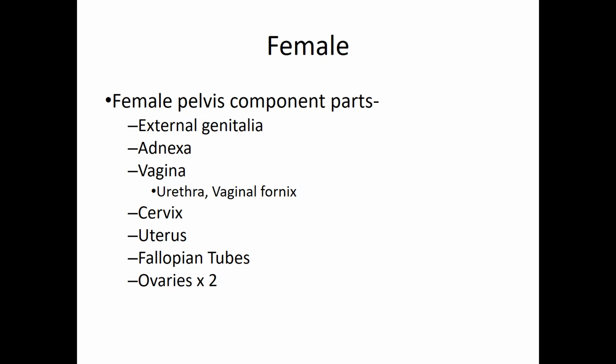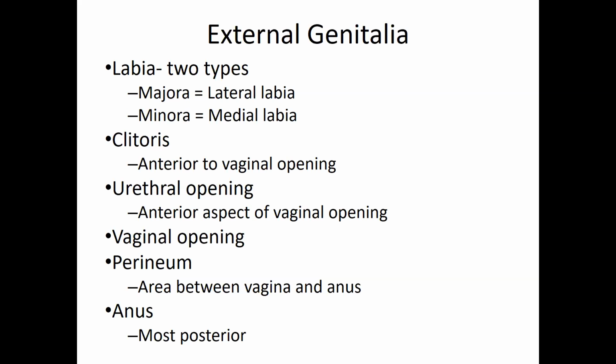You can have more ovaries. You don't usually get born with less. Usually you have multi-ovaries if anything weird is going to happen. So external genitalia. There's labia majora, labia minora. One of them is going to be more lateral. That's the majora. And the ones that are more medial are going to be smaller.